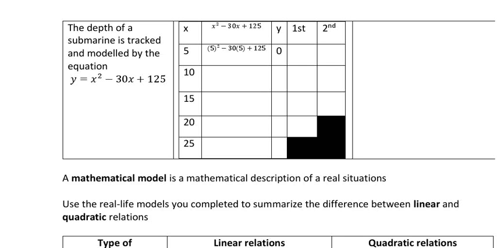Okay, so looking at this example, the depth of a submarine is tracked and modeled by the equation y equals x squared minus 30x plus 125. Looking at this, what can you tell me about the equation? What kind of function do I have? Quadratic, because... you have to explain why.